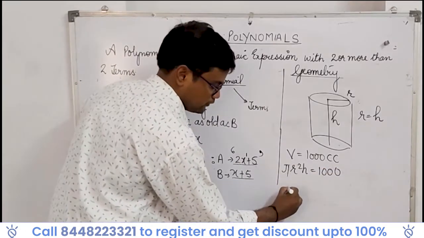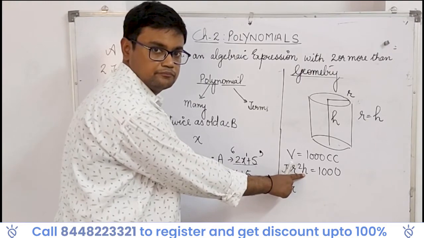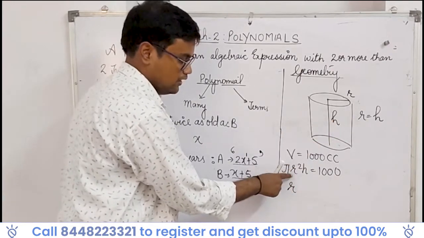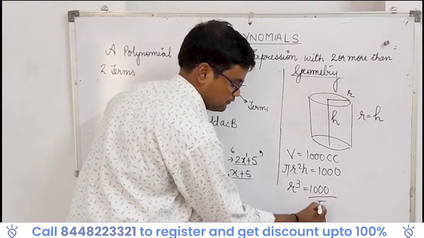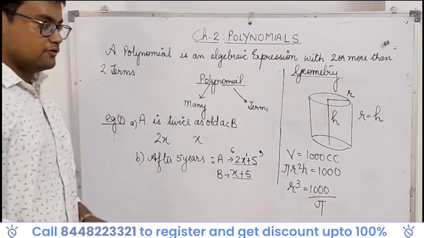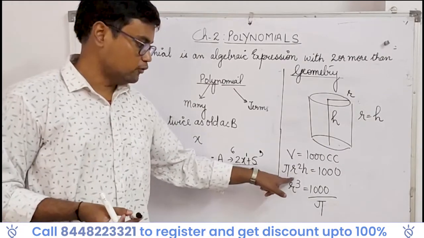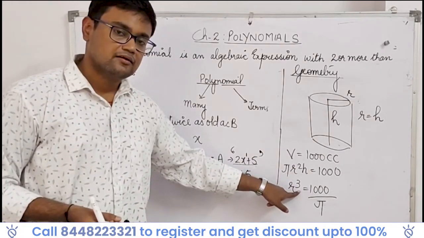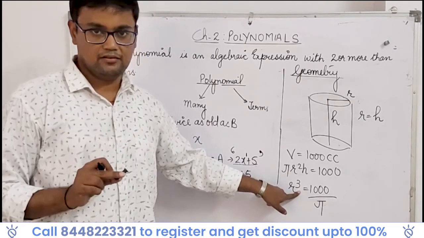pi r square h. Here h is again r, so it becomes r cube, and r cube equals 1000 upon pi. So what is r cube on the left hand side? Monomial. And what is the power? 3. Here, this is a cubic monomial because the power is 3.